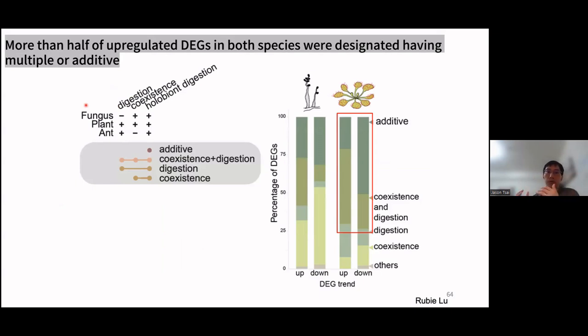And in the holobiont digestion transcriptome, we found that more than half of the upregulated differentially expressed genes in both the plant and fungus show a multiplicative or additive effect when both the partner and the digestion stimuli were present. When I say additive, I mean when both stimuli are present, the gene is upregulated even further, or amplified even further, in a synergistic manner.